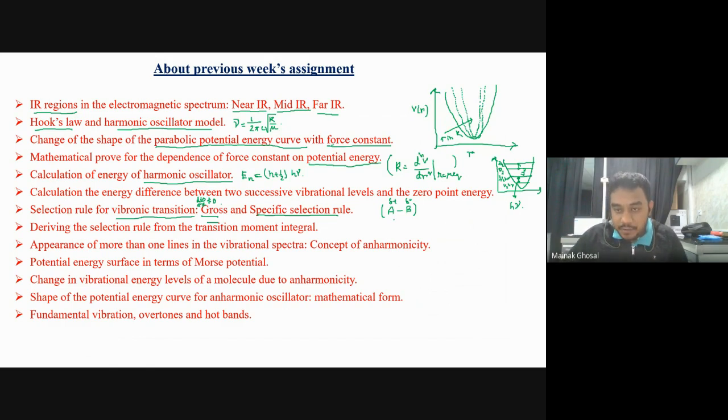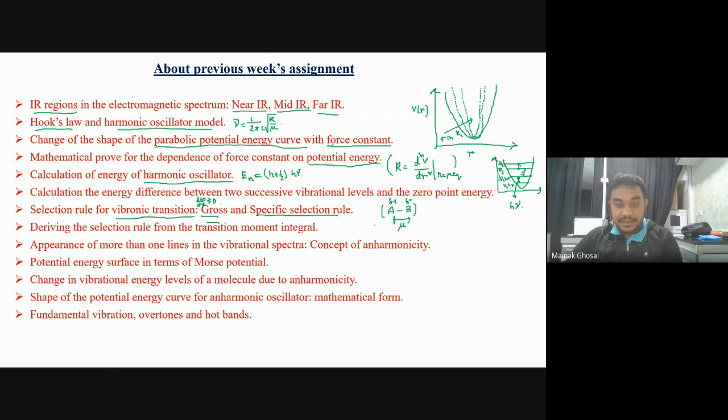There is a dipole moment initially, suppose I am denoting it as mu. So there should be a change in the dipole moment, that is d mu by dx will not be equal to 0. And only under that condition will your vibrational transition happen. So this is called the gross selection rule.